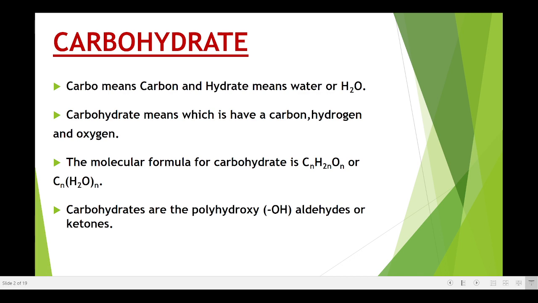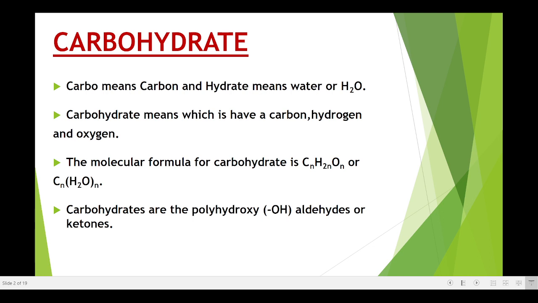If I break the word, carbo means carbon, hydrate means water or H2O molecule. So, carbohydrate means it has carbon, hydrogen and oxygen. The molecular formula for carbohydrate is CnH2nOn, which can also be said as n number of carbon and n number of water or H2O molecules. Carbohydrates are polyhydroxy aldehydes or ketones. Polyhydroxy means it has many hydroxyl groups, which is the OH group. And it will have either one ketone group or one aldehyde group.